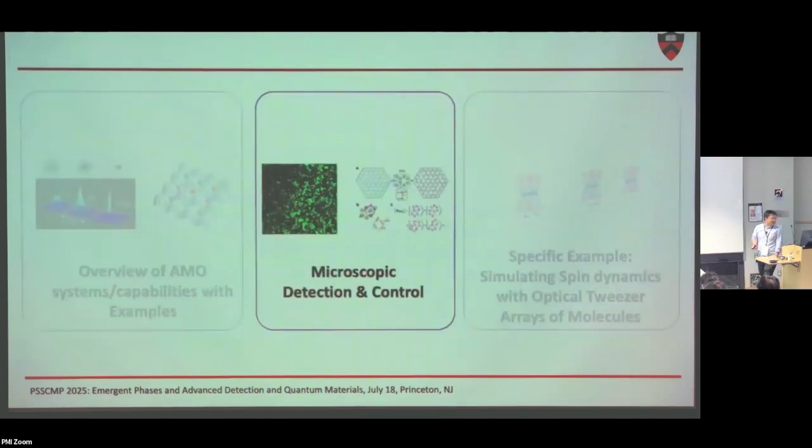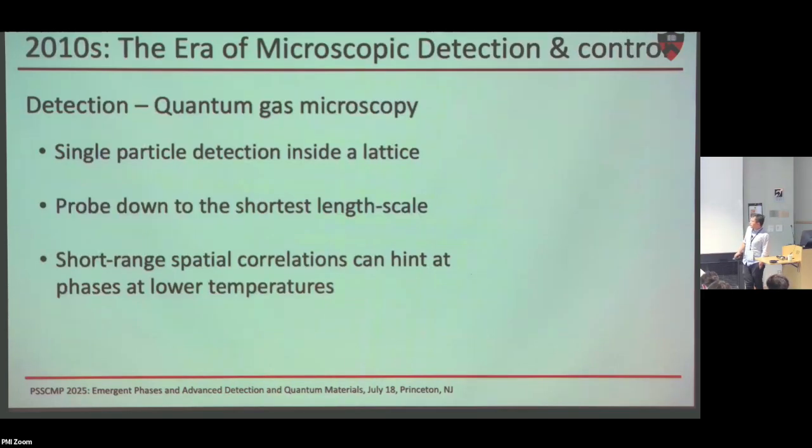So this gets me into the middle part of the talk, which is what has happened since then, and what does advancing detection do for us. So now, starting in 2010, there was a very new powerful technique that allows you to actually peer into these systems at the microscopic level. This is so-called quantum gas microscopy. And this is quite important.